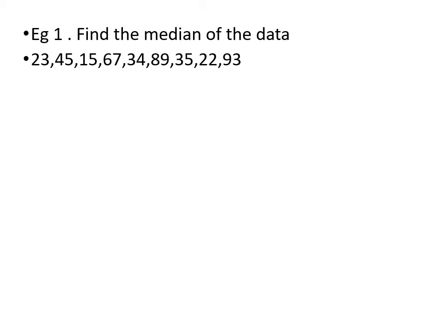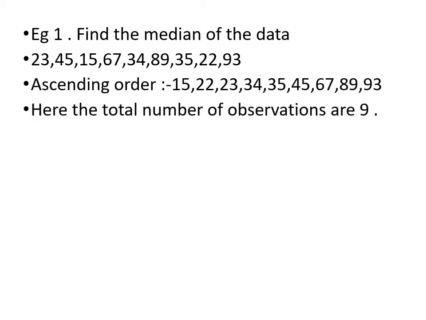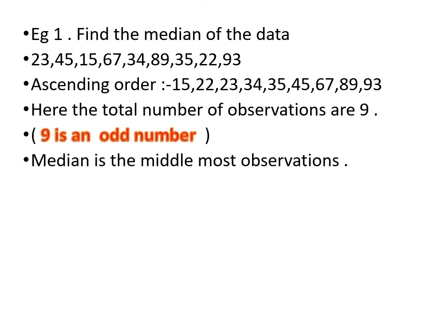Here if you will see how many numbers are there, there are total 9 numbers. So first we will write that number in the ascending order, and that you know very well how to write the numbers in ascending order. And if you will count these numbers, they are total 9. So here we will write total number of observations are 9. Now 9 is an odd number or even number? Yes, it is an odd number.